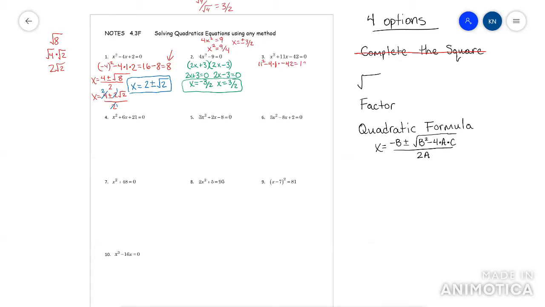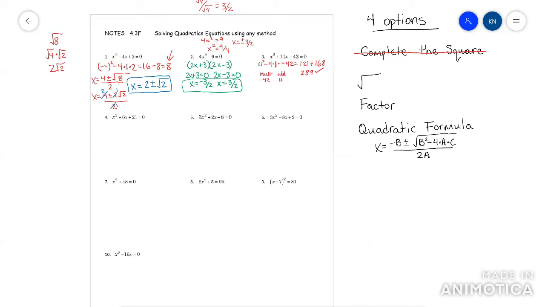So that's 121 plus 168, which is 289, which is a perfect square. So that's 17 times 17. So that tells me I can factor this as a trinomial. I need two numbers that multiply to be negative 42 and add to be 11.